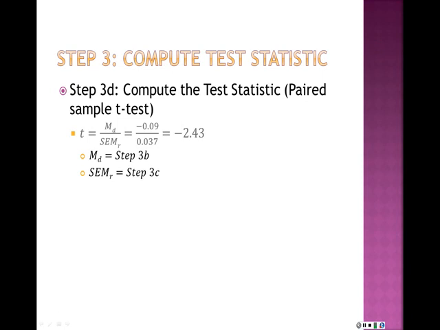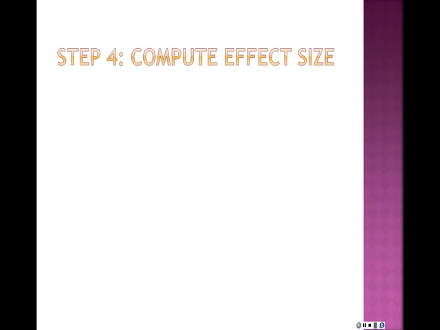And so we compare this to the critical region. We ask ourselves, is this negative 2.43 less than negative 2.2622? We're looking at the plus or minus 2.2622 here. And if so, which it is, then we reject the null hypothesis.